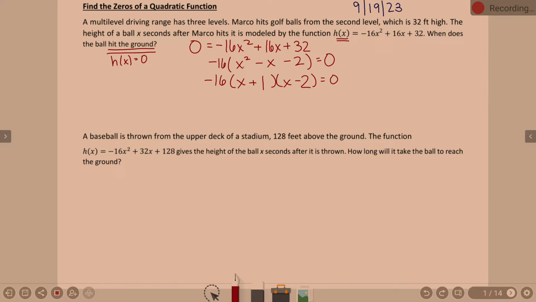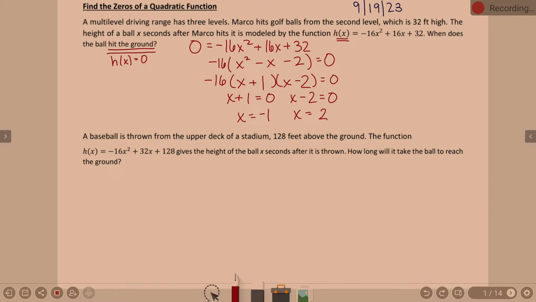Now what? Okay, set each factor equal to 0. Now, the -16, if it had a variable, I'd want to set that equal to 0 also. Because it's just a number, -16 equals 0, that's just irrelevant. You're going to worry about the pieces with x's. So x plus 1 equals 0, x minus 2 equals 0. X equals -1, and x equals 2 when we do the solving.